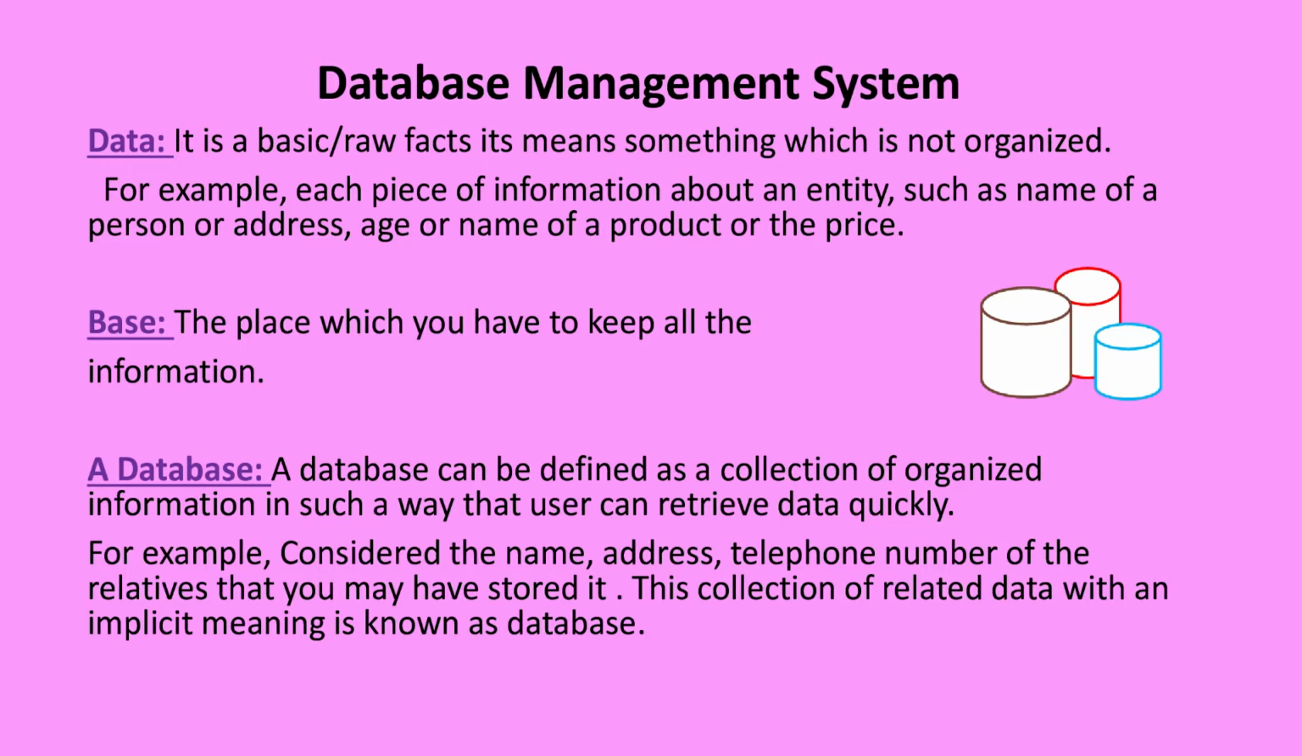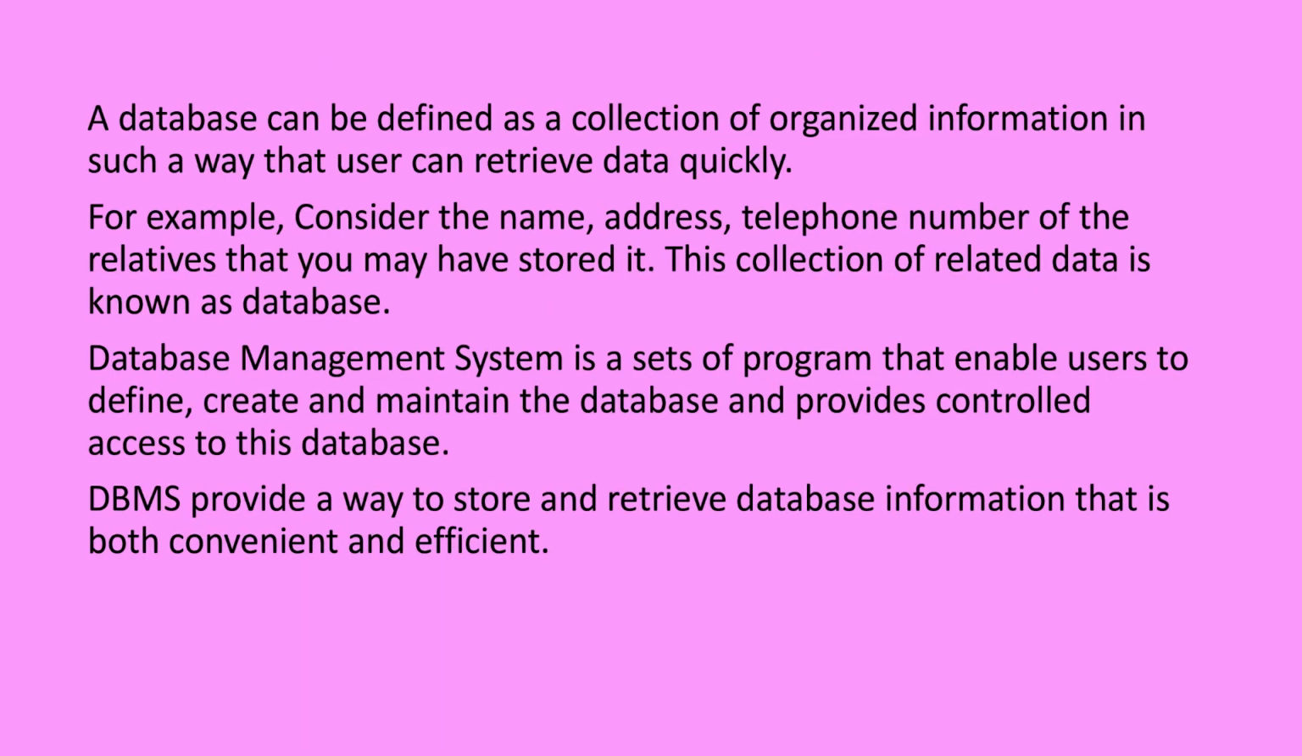The first one is data. Data can be defined as unarranged raw facts. Now, what is a database? A database can be defined as a collection of organized information in such a way that user can retrieve data quickly. For example, consider the name, address, telephone number of the relatives that you may have stored. This collection of related data is known as database.